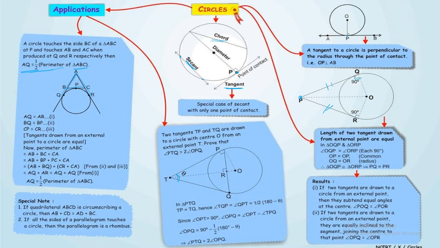Next, special conditions. In a quadrilateral, if ABCD is circumscribing a circle, that means the circle is inside the quadrilateral, then we can simply say the sum of opposite sides is equal to the sum of the other opposite sides. Next, a cyclic parallelogram is nothing but a rectangle, and a cyclic rhombus is nothing but a square.